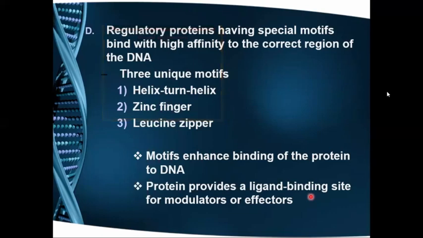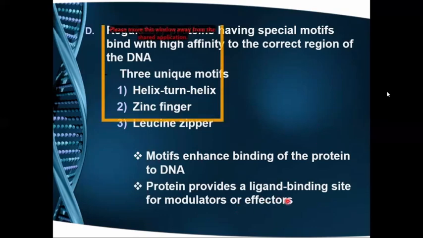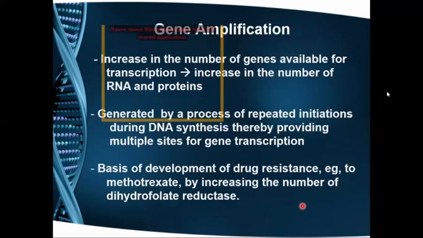Okay? So what binds to these regulatory elements? Transcription factors. And what binds to transcription factors? Modulators or effectors. Okay? A positive modulator will stimulate gene transcription. If it is a negative modulator or effector, it will inhibit gene transcription.